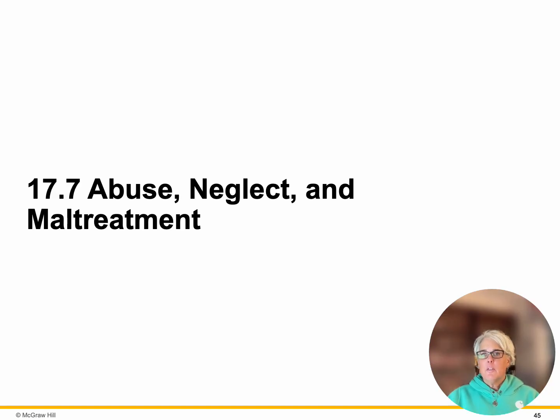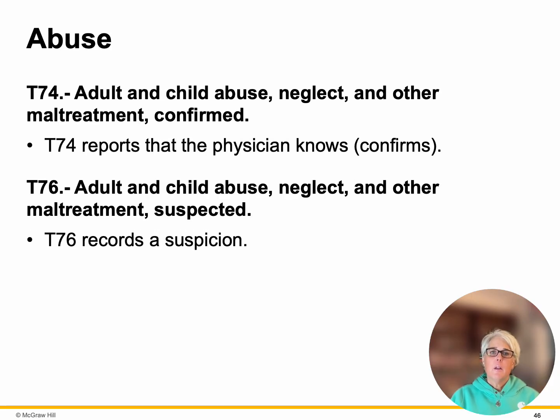Next, we're going to go on to section 17.7, which covers the sensitive area of abuse, neglect, and maltreatment. The documentation and coding must be handled very, very carefully. The codes distinguish between confirmed abuse and suspected based on what the provider documents. T74 is used when abuse or neglect is confirmed by the provider. T76 is used when it is suspected but not yet confirmed.